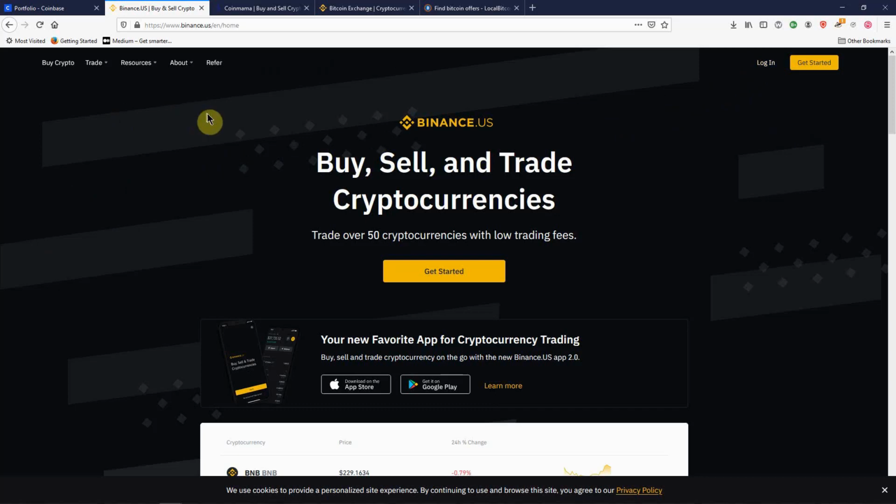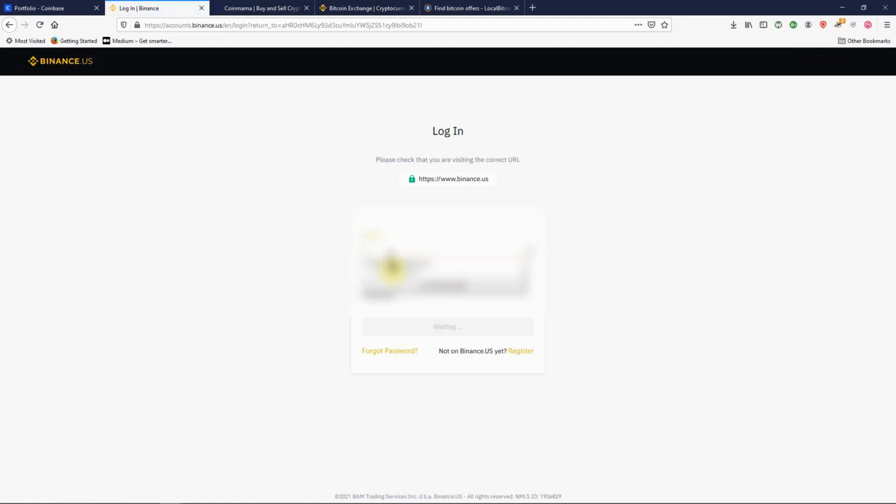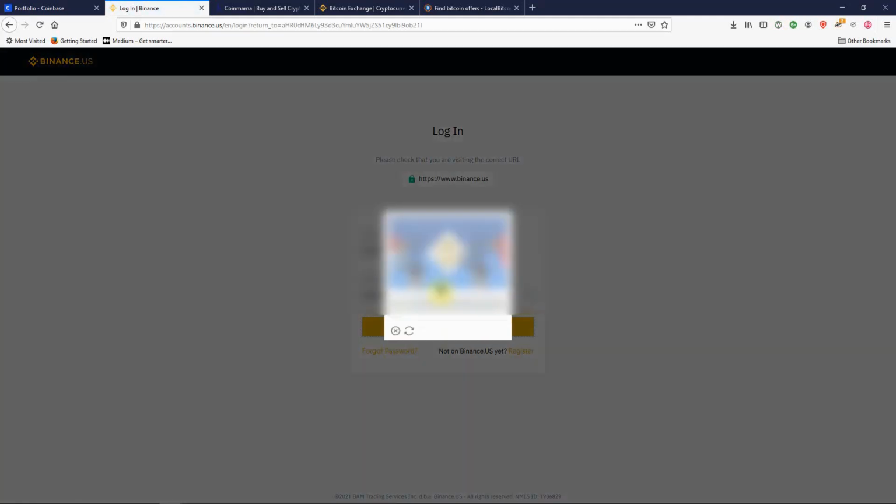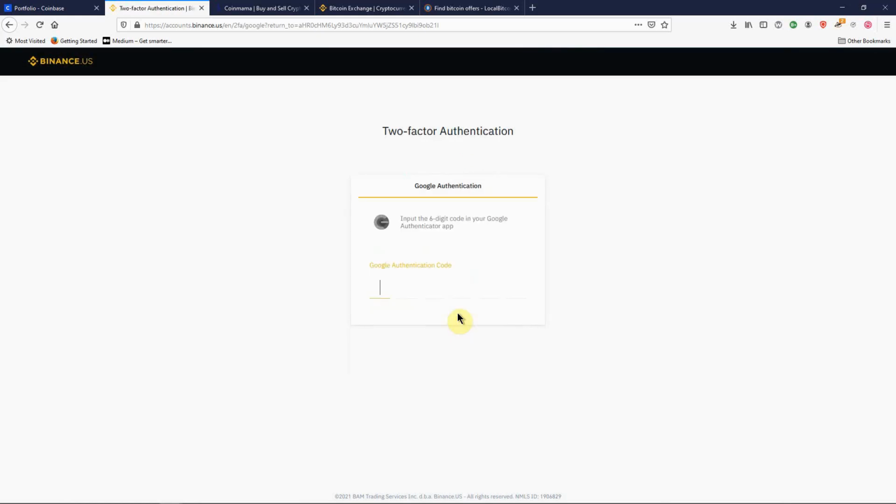Once you set up your account, just like we talked about in the Coinbase, you go through the verification process. It takes about a week. You verify your account and your identity. Now you can start buying your cryptocurrency using Binance US if you live in the United States. So once everything is set up, you're going to log into your account, put in your account details, and put in your second factor authentication, or two-factor authentication.